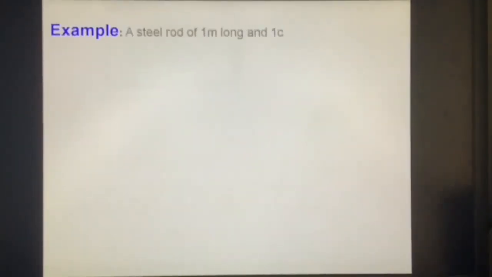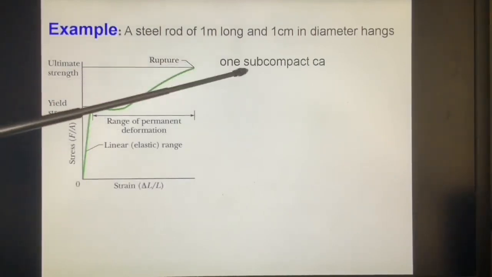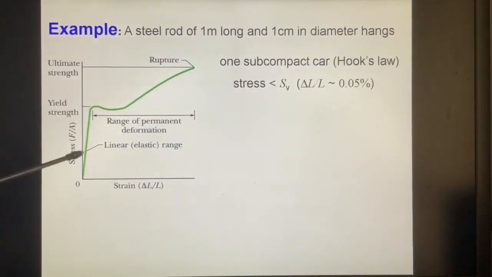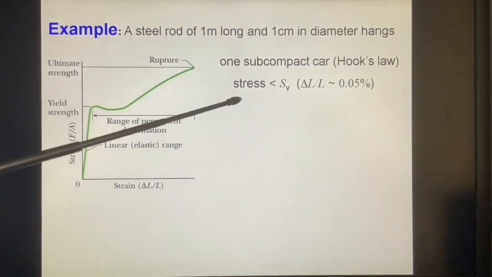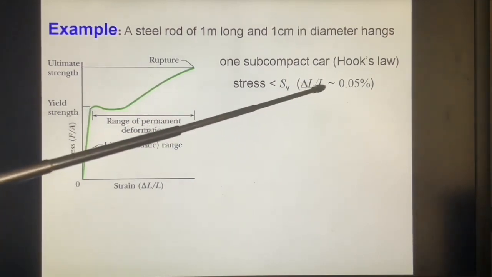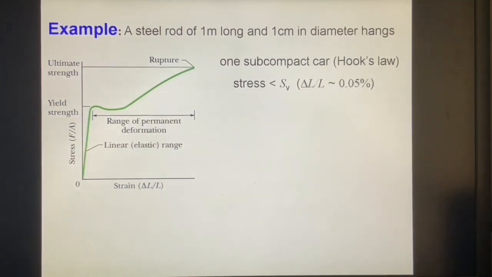Example: a steel rod 1 meter long and 1 centimeter in diameter. The stress here is more than S_Y, the yield strength, and the relative length change is about 0.5%.